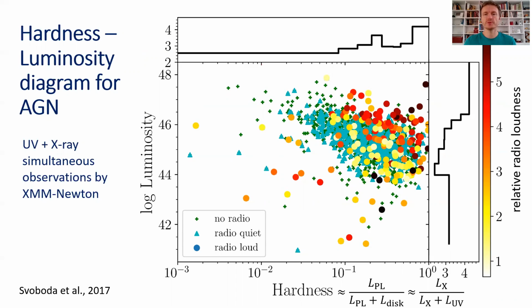So we built this hardness luminosity diagram for 1500 unobscured AGN observed simultaneously in UV and X-ray by the XMM-Newton satellite. The color here denotes the radio loudness as obtained from the VLA FIRST survey, and you can see a clear concentration of the radio loud sources towards the right upper part of the diagram, also shown by the side plot histograms showing the relative radio loudness per hardness or luminosity.